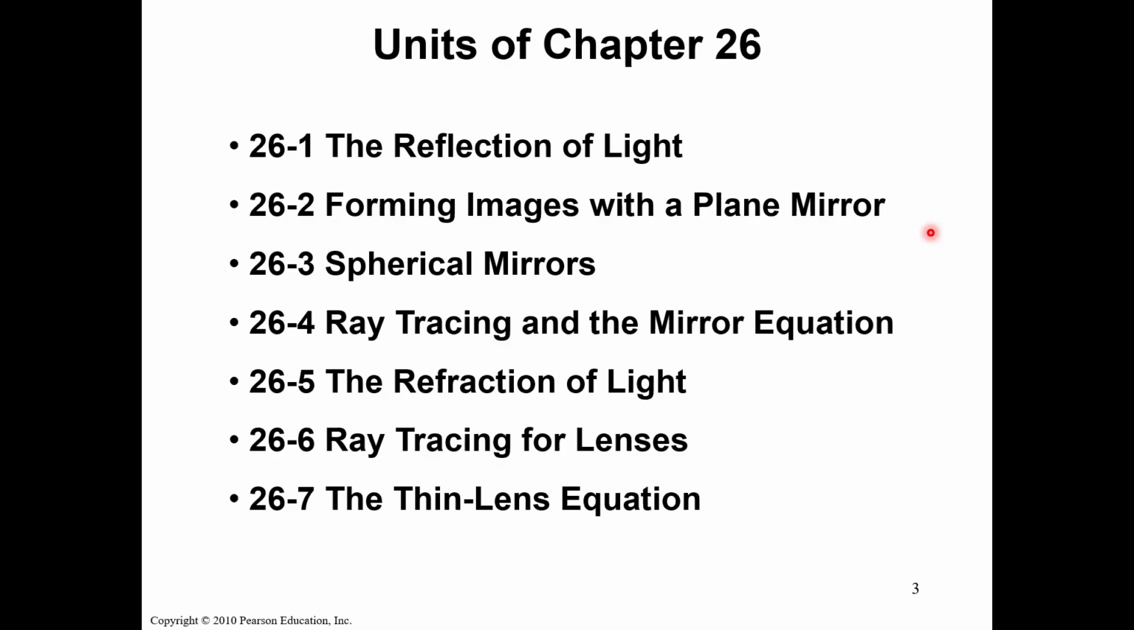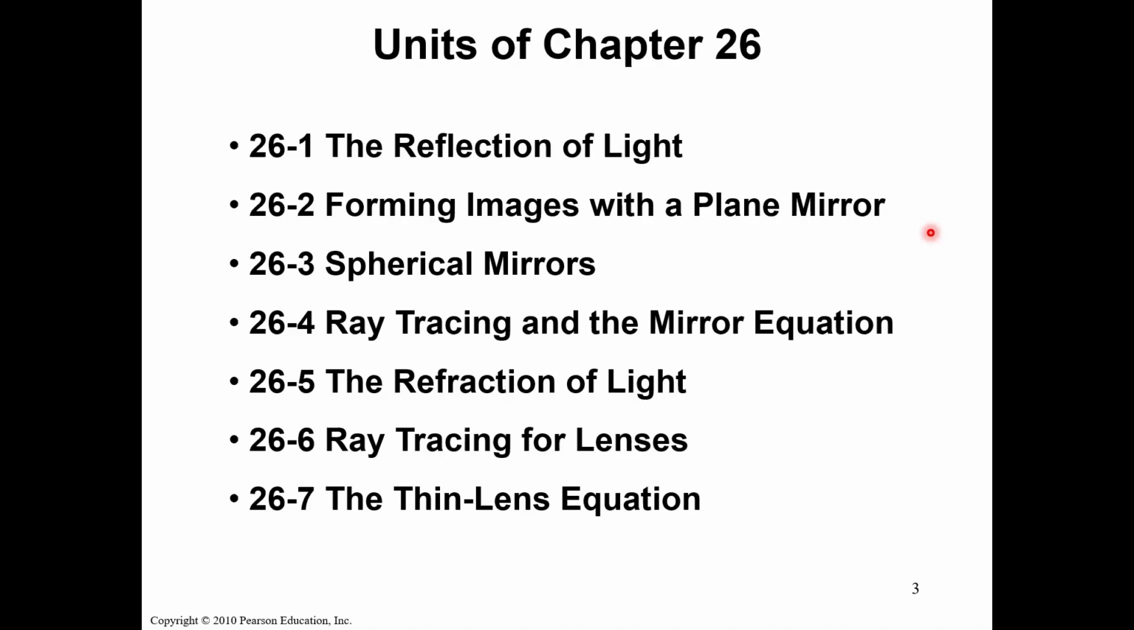So we're going to use ray tracing to figure out the size and direction and the position of those images. And then we're going to derive this mirror equation to quantitatively describe the size, orientation, and position of the image. Then at the end of the lecture, we're going to cover the refraction of light. In the next and last lecture, we're going to do ray tracing for lenses to figure out how we can use lenses to form images, and then derive the thin lens equation to quantitatively describe the imaging with lenses.